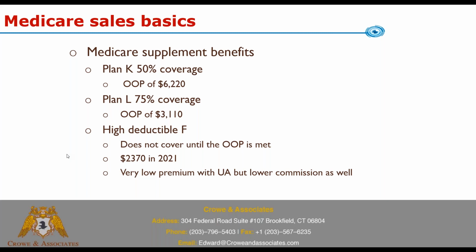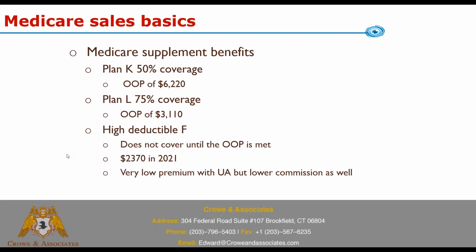Why would somebody want to do that? Well, because of the premium. It's incredibly low. People rarely hit the $2,370. In fact, they only hit that about 5% of the time. So a high deductible F or G can make a lot of sense. If you look at a company like United American, they specialize in high F and G plans. Their G premium in a lot of states is like $20, $25 a month.